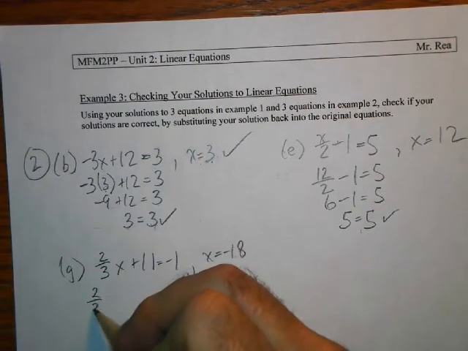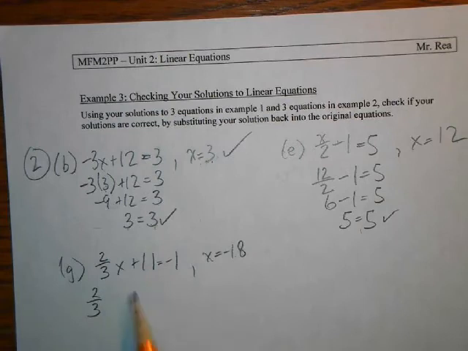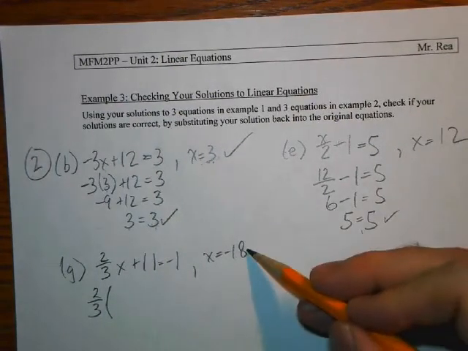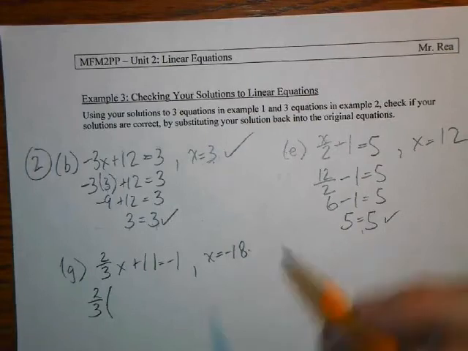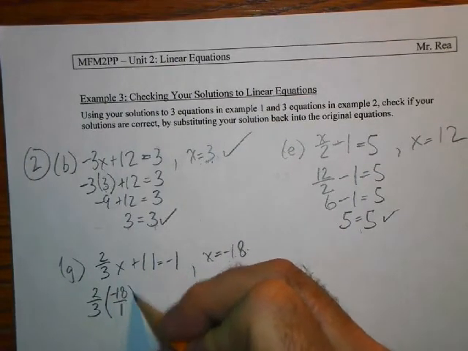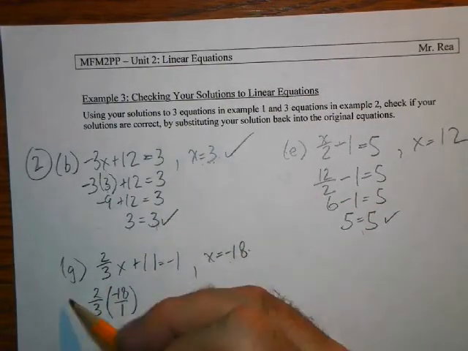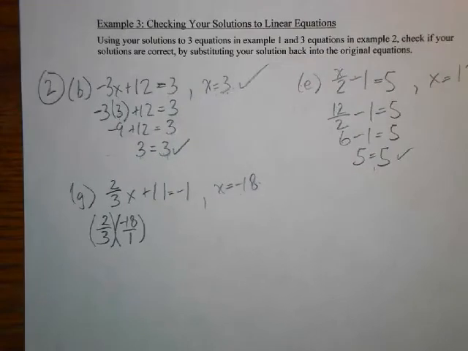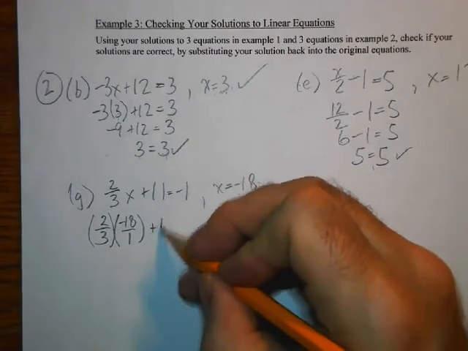So 2/3. Now I could put just negative 18 in brackets, but I can see that I'm going to be multiplying that with a fraction. So just to make it easier for you guys, I'll write this as a fraction. So I just put that over 1. So negative 18 over 1. And if I really want to, I could put brackets around here. Don't have to, but sometimes it makes it easier to work with.